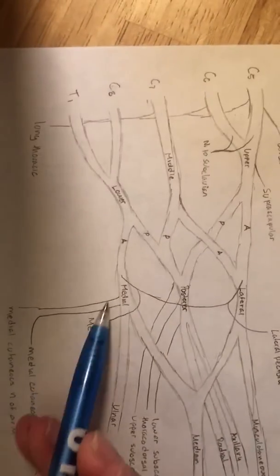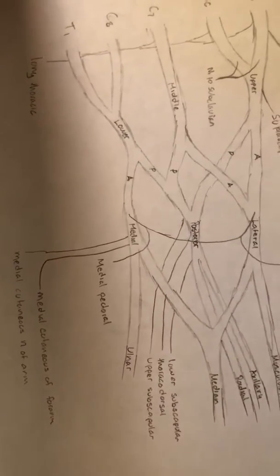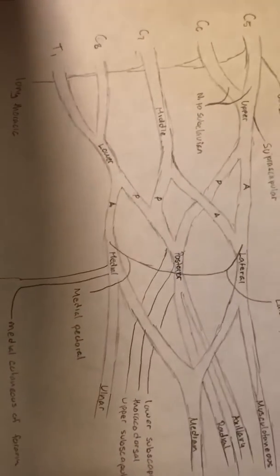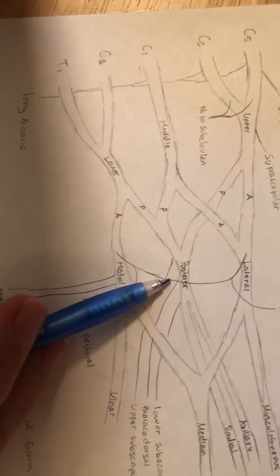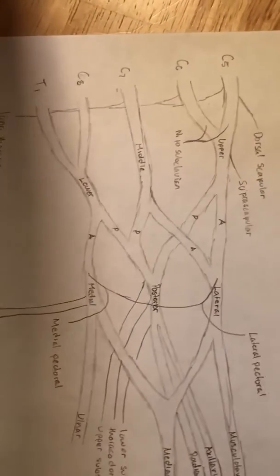And just below this, you have the medial cutaneous nerve of the arm. So that's basically the skin of your brachium, and then the medial cutaneous nerve of the forearm, which is going to go down and innervate the skin of the forearm. And then in the middle here, you have the upper subscapular nerve. All three of these here come off the posterior cord of the brachial plexus.